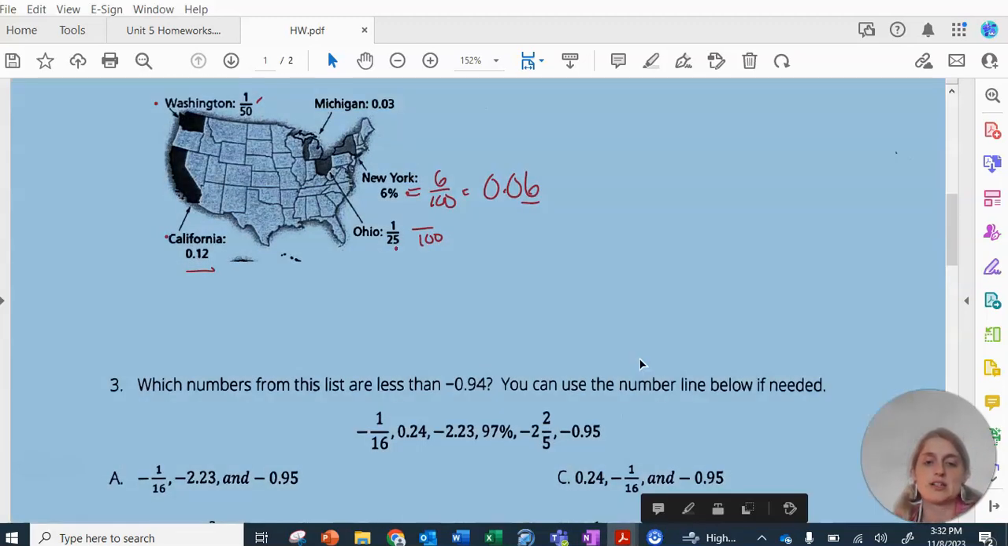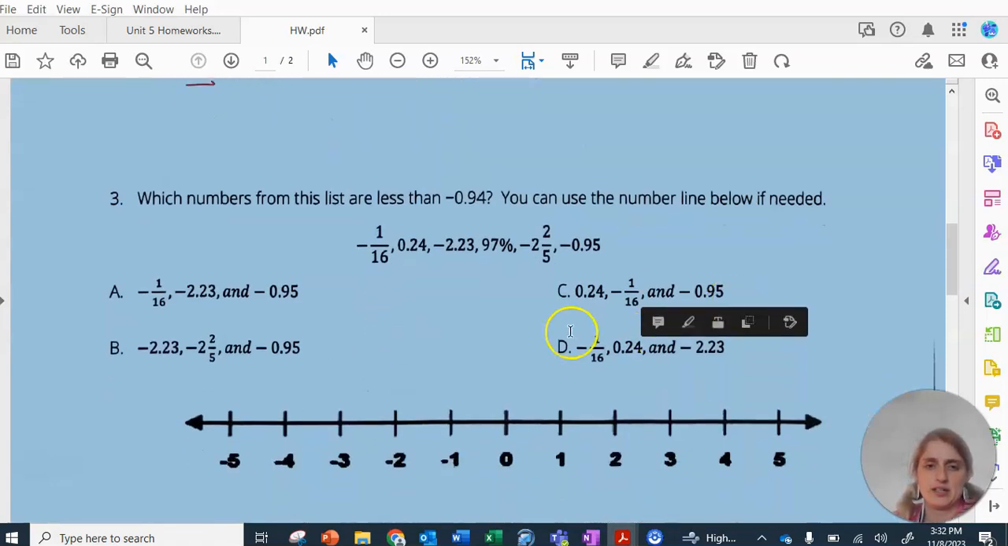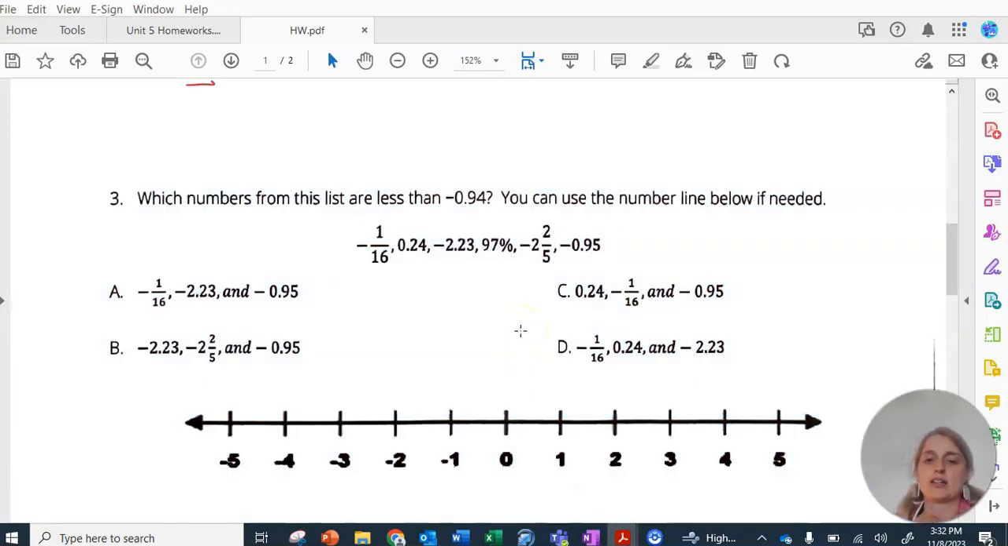Which numbers from this list are less than negative 94 hundredths? So less than negative 94 hundredths means it's more negative than that. Negative 94 hundredths would probably be right about here, very close to -1, not exactly there yet. So we're looking for things that would fall on this side of that. So automatically, anything that's positive, cross it off. 97%, no, that's a positive number. 0.24, that's positive.